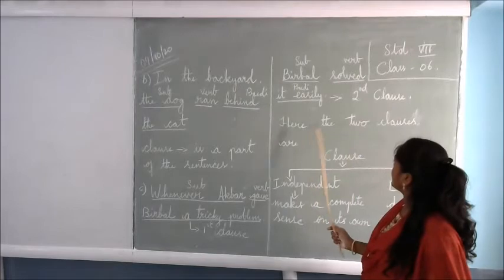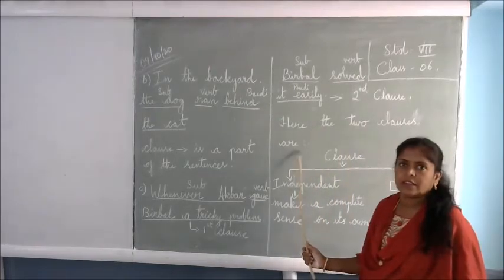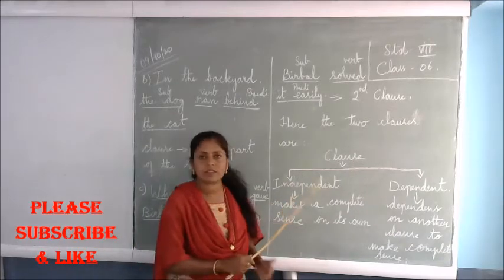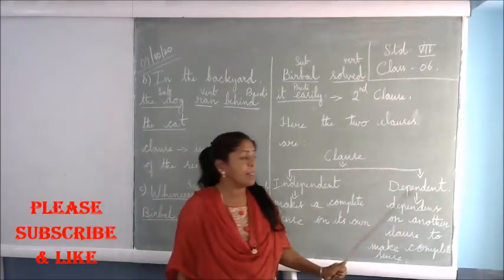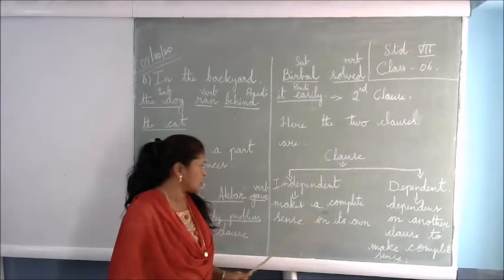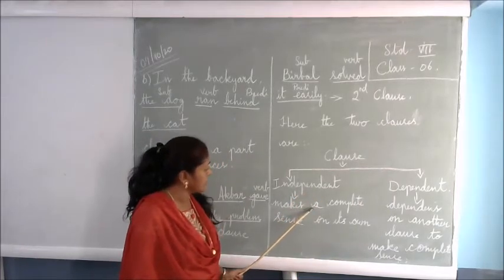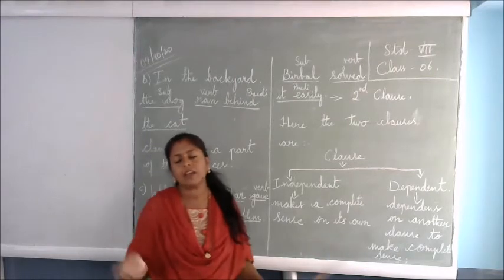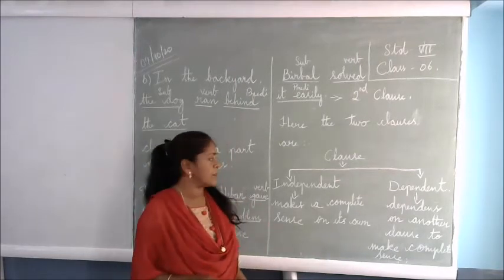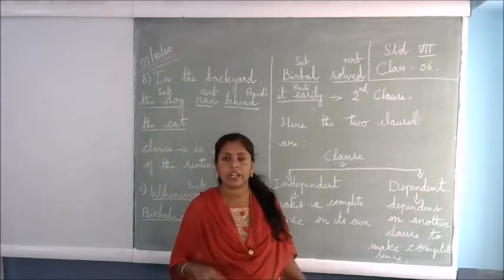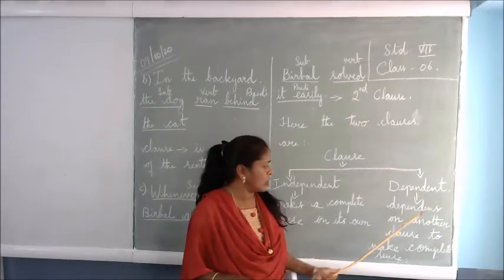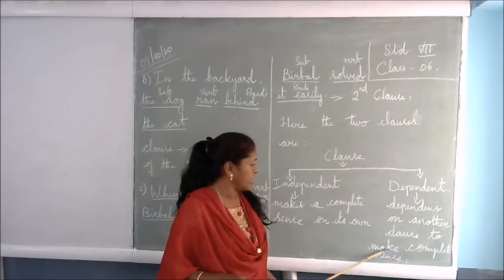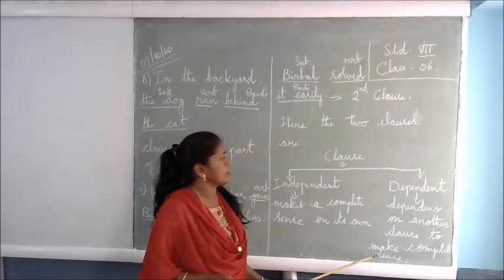So here the two clauses are, one is independent clause, another one is dependent clause. What is independent clause? Let us know. So independent clause makes a complete sense on its own, independently. It makes a complete meaningful sentence. And here dependent clause is not like that. So here dependent clause depends on another clause to make complete sense. Got it?